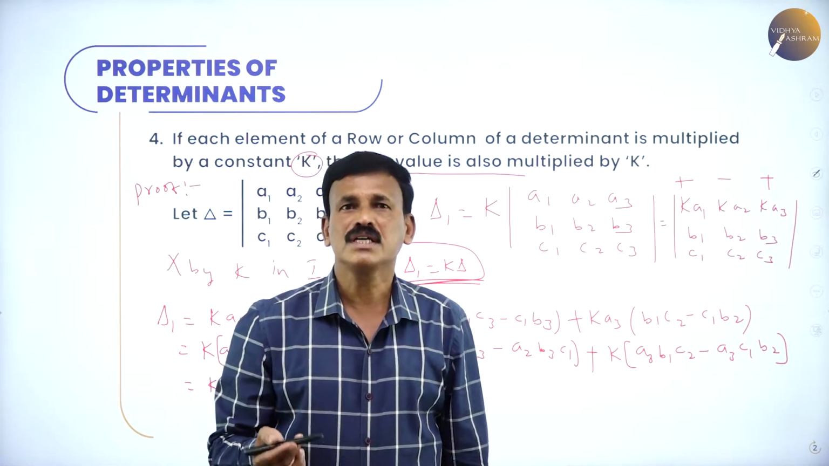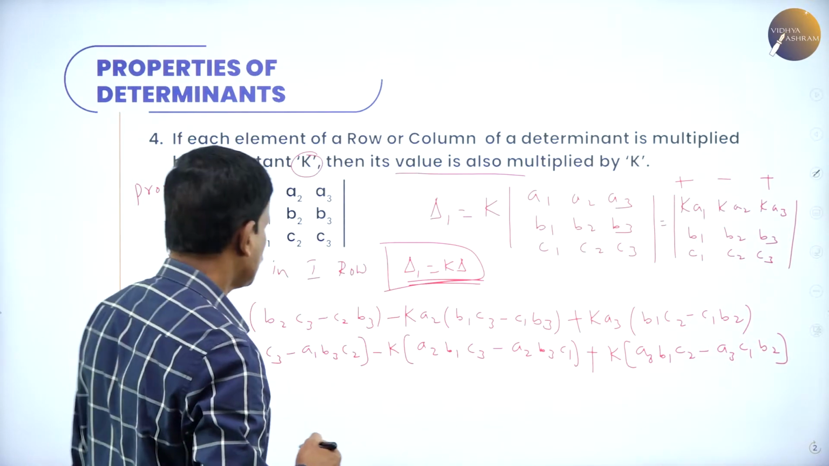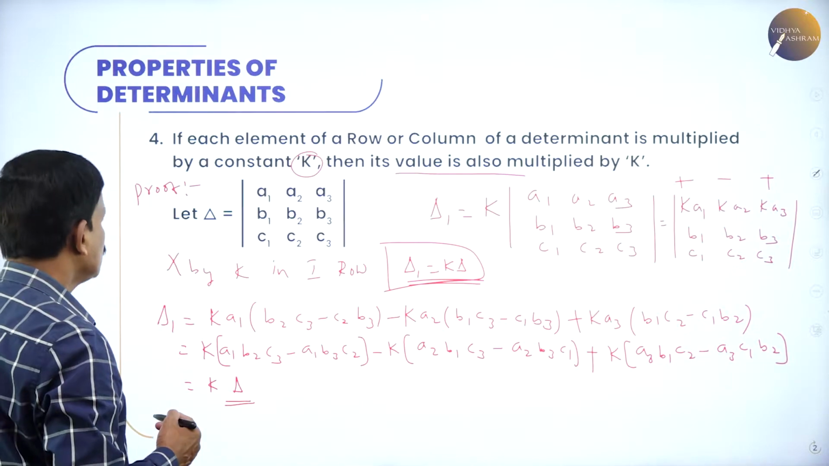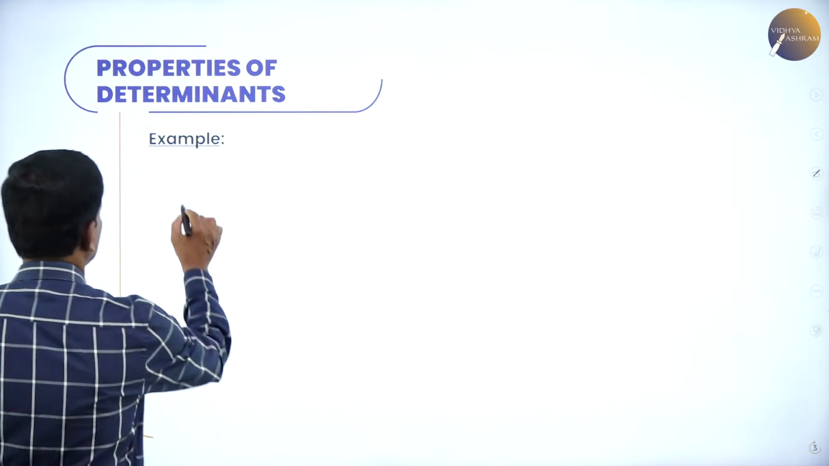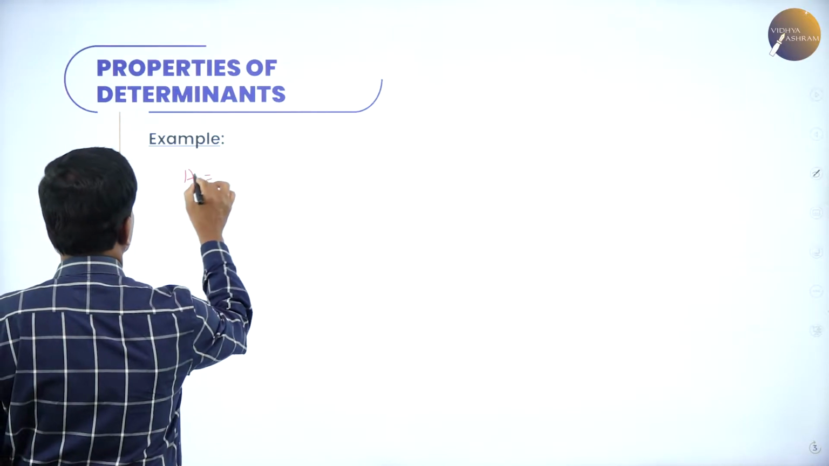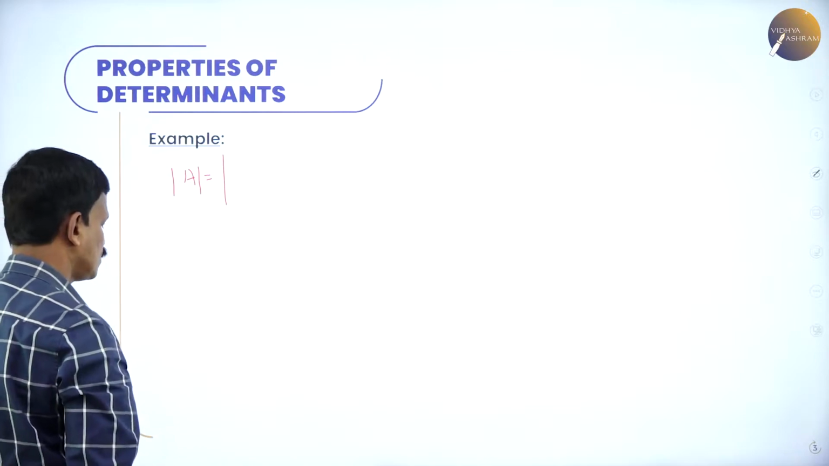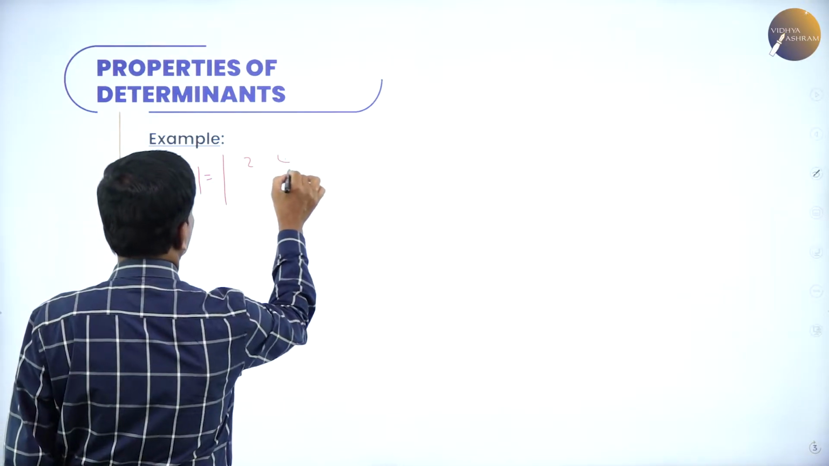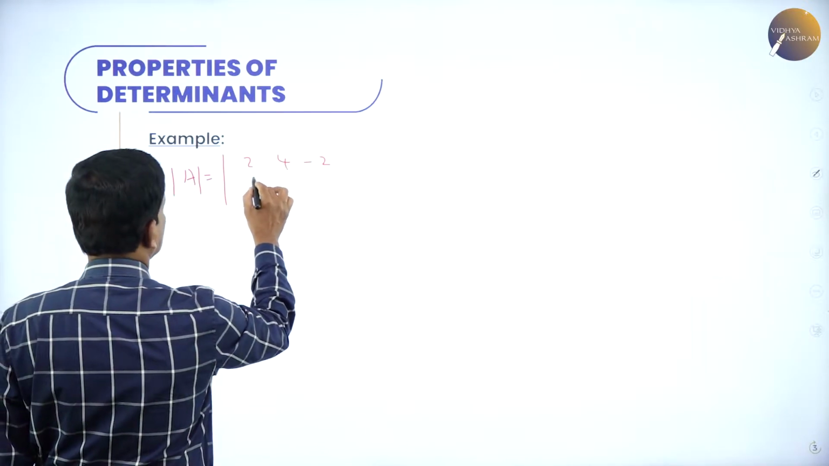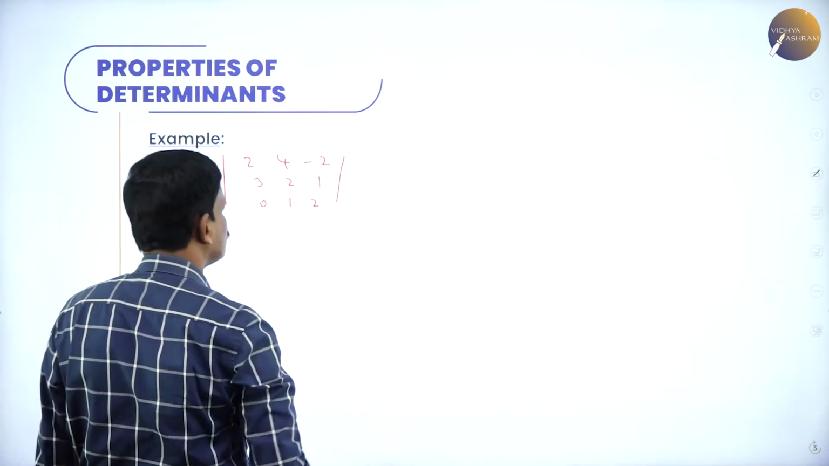You can remove a constant K from any row or any column. Now let us take an example. Let A be the determinant with first row 2, 4, minus 2, second row 3, 2, 1, and third row 0, 1 and 2.